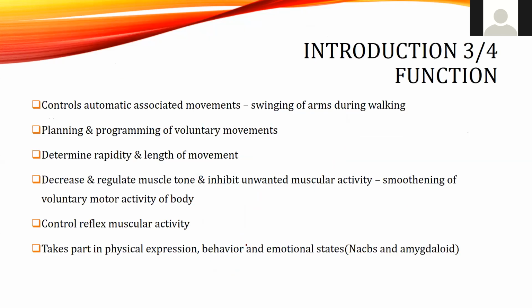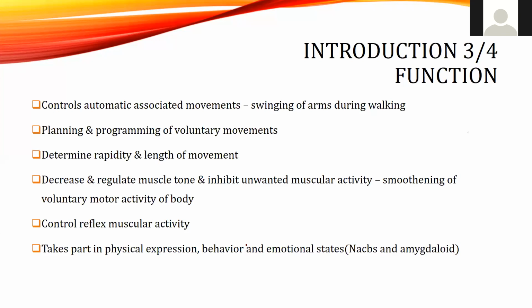The basal ganglia control automatic associated movements. They plan and program voluntary movements. They determine the rapidity and the length of the movement. They decrease and regulate muscle tone and inhibit unwanted muscular activity. They also control reflex muscular activity.